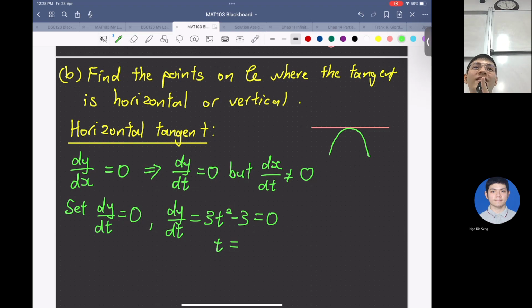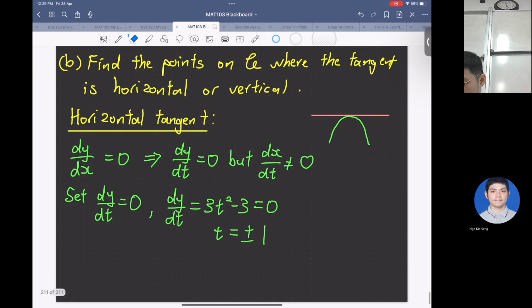Brian, you have something to say? Okay, compute this. Plus 1 and minus 1. Just plus and minus 1. Okay, so at these 2 points here, what do you have? You have horizontal tangent. Note that this is just a time, right? Okay, we want to know the position in x, y as well. Okay, so we can sub the times back into our equation.